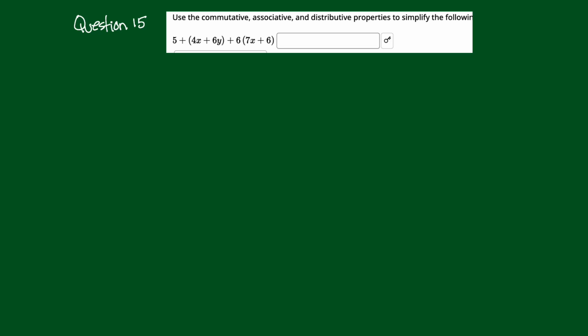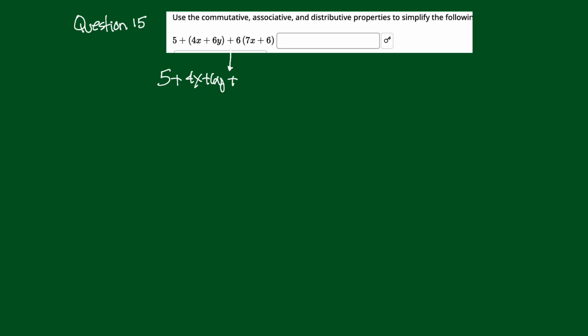So here's what I've got. I've got 5 plus one of these, 4x plus 6y. I don't really need those parentheses. If there's a set of parentheses preceded by 1 or no sign at all, it's assumed to be a 1, you can just remove the parentheses. But then over here, I'm going to add, right, there's the addition. Now let's multiply in here.